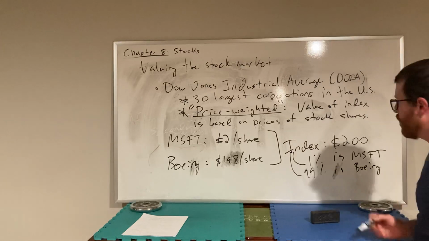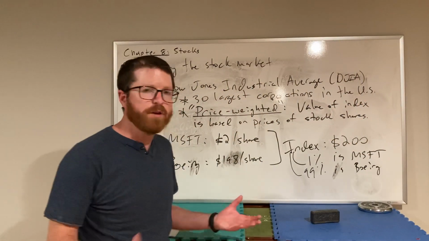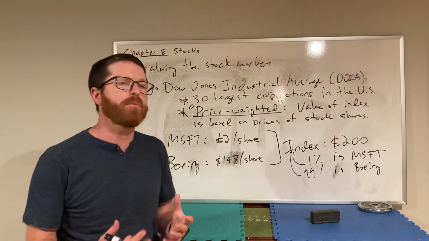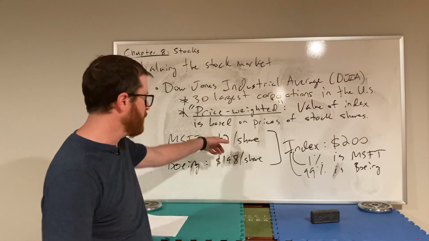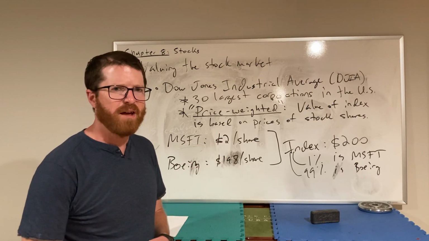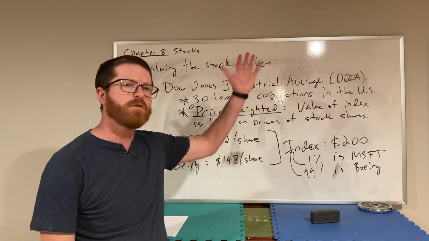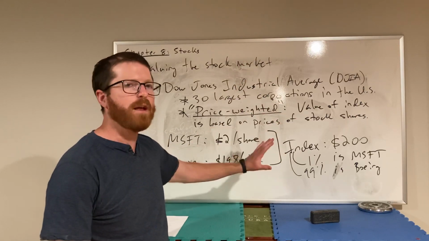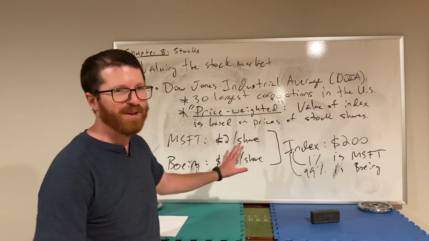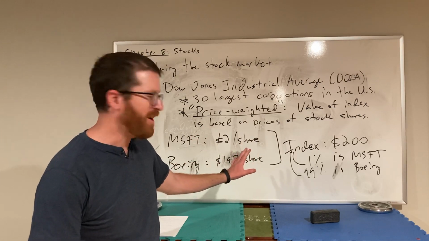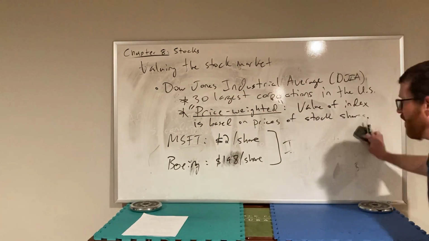So this is going to create a pretty big problem. What if Microsoft has a really good day? What if Microsoft goes up 3% in value? It's not really going to affect the index because it has such a low price. On the other hand, if Boeing goes up 3%, it's going to look like there's this huge heyday. So if we're trying to figure out what all the stocks are worth, this is a really, really bad way to do it. So the Dow Jones Industrial Average is a very bad index.